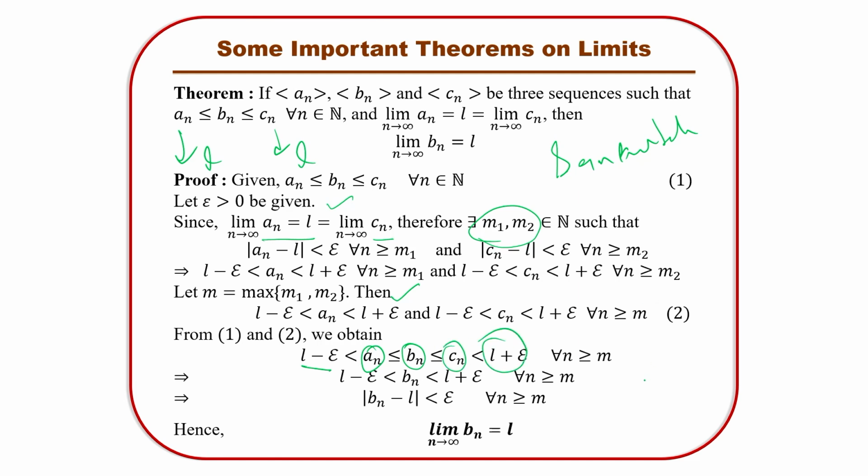So as you can see here, all these sequences lie in the epsilon neighborhood of L. These are given, so bn is here. So modulus of bn minus L is less than epsilon. That means the sequence bn must converge to the same number L.